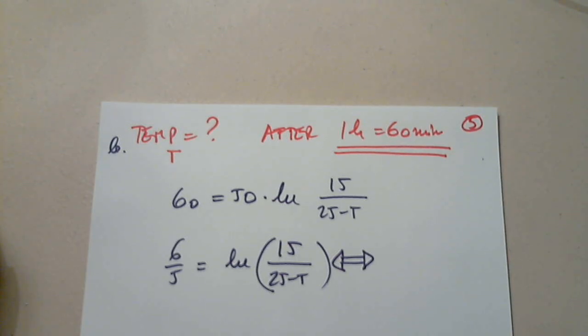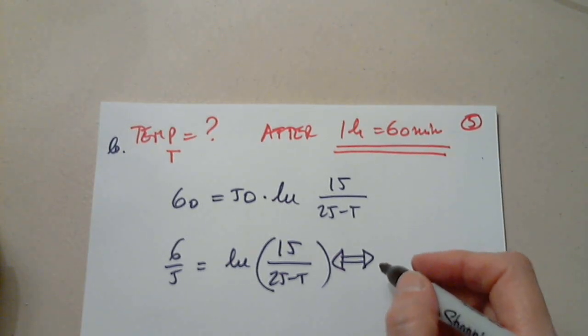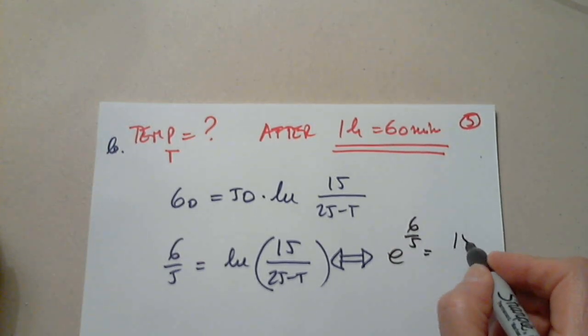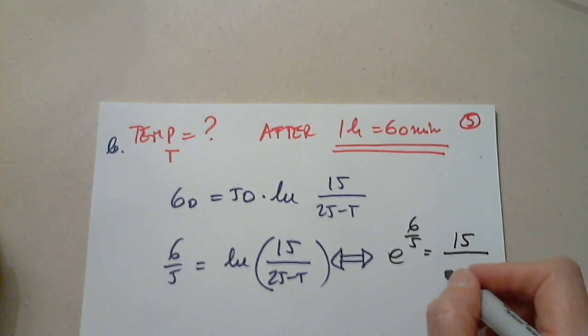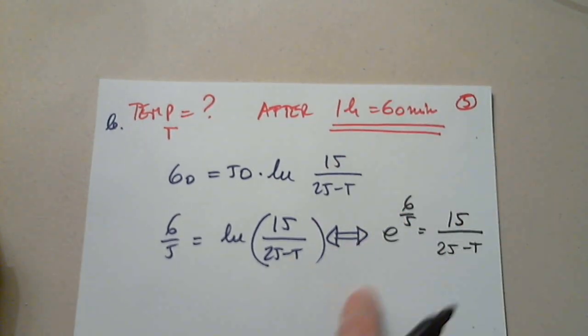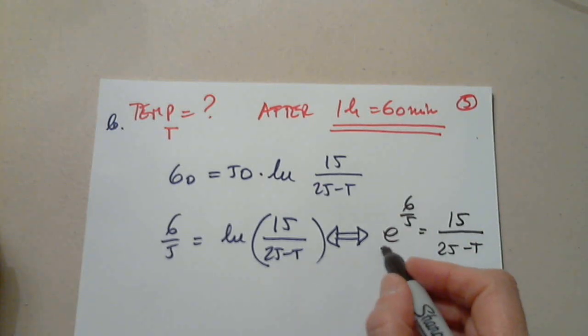I want to raise it to the e power. So e to the 6 over 5 power. That way I can get rid of the natural log, and we have 15 over 25 minus t. Good. Cross multiply now. And this is over 1.